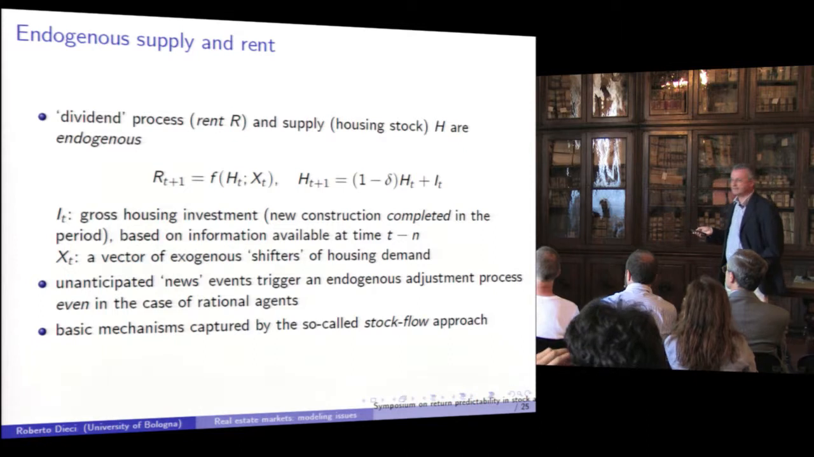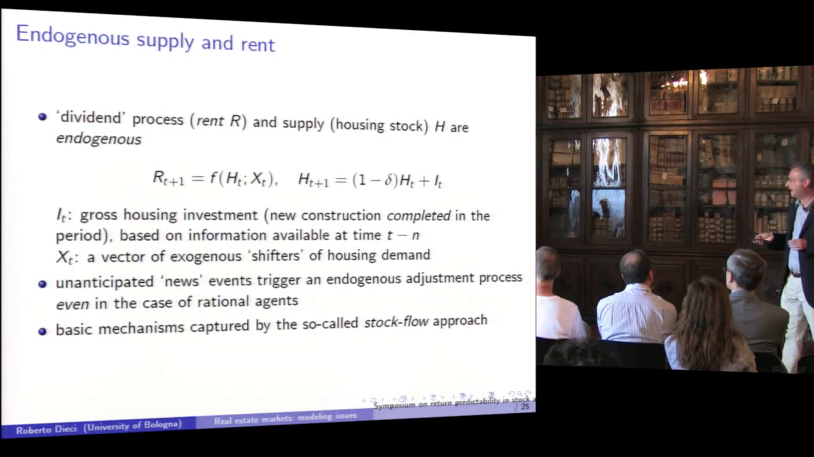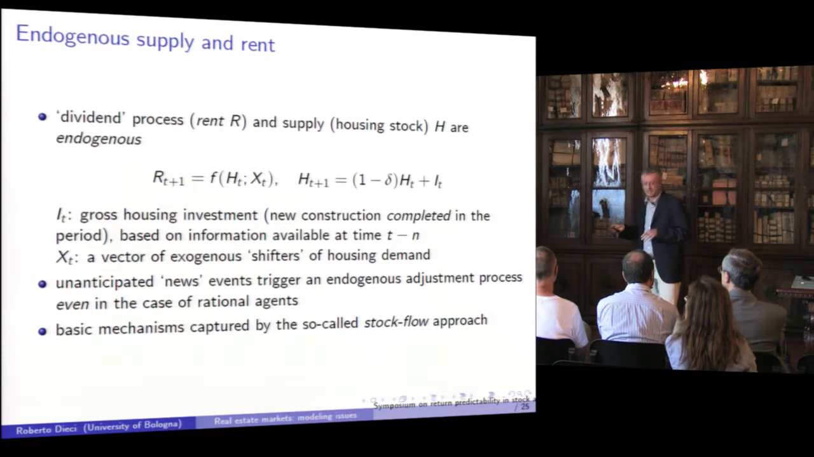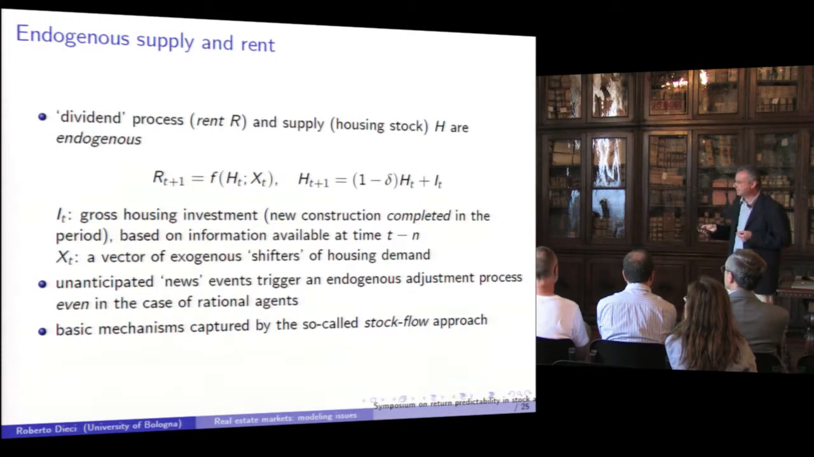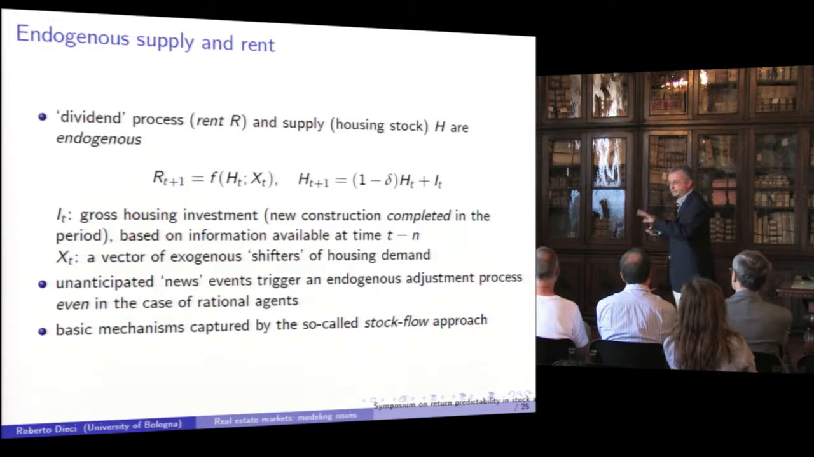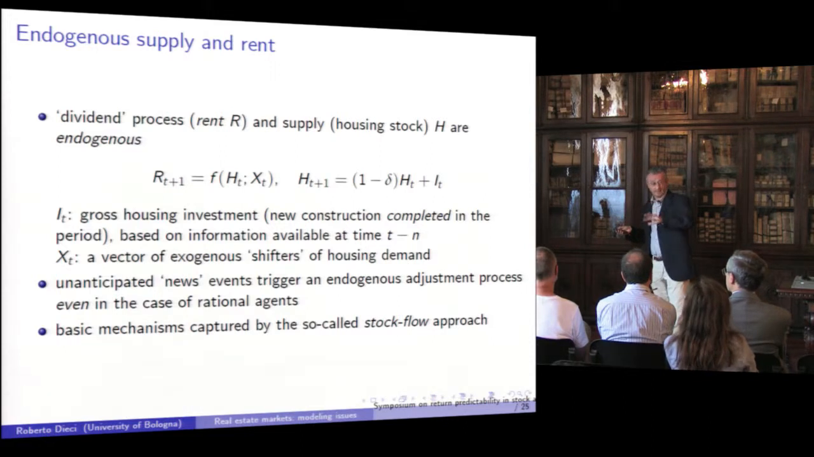Another issue is that in asset market modeling, we can in principle assume that the dividend process and the supply of assets are exogenously given. Here it's hard to assume this, because the dividend process, which is the rent, and the supply are in some sense endogenous to the model itself. The rent clearly depends on the supply stock because the rent is the price of housing services. Housing services are proportional in each time period to the housing stock and depend on the intersection of demand and supply for housing. But the housing stock changes over time due to depreciation and new constructions.